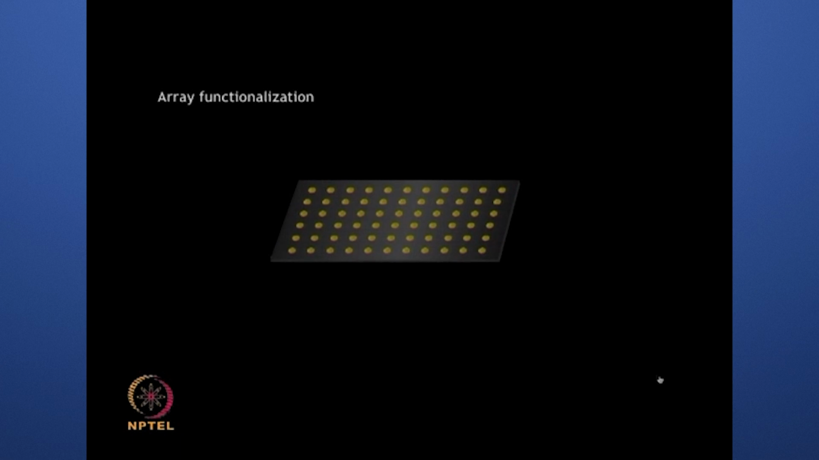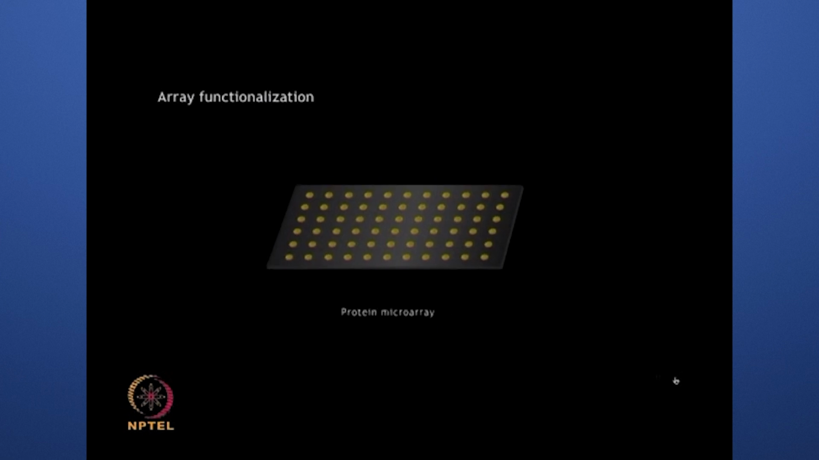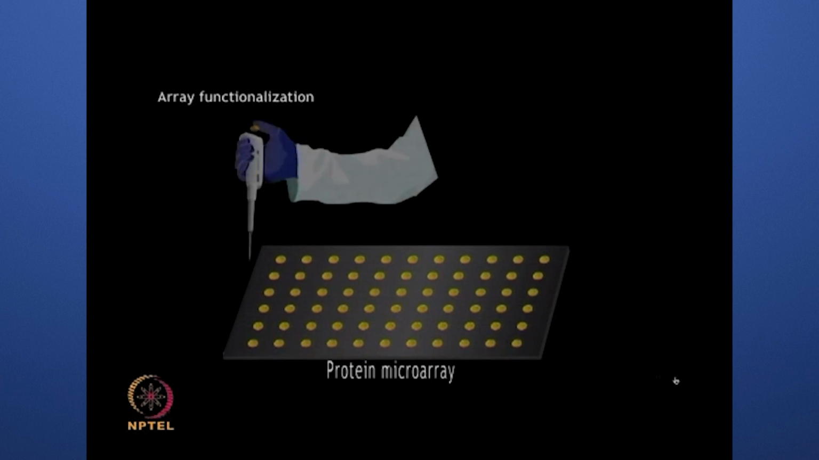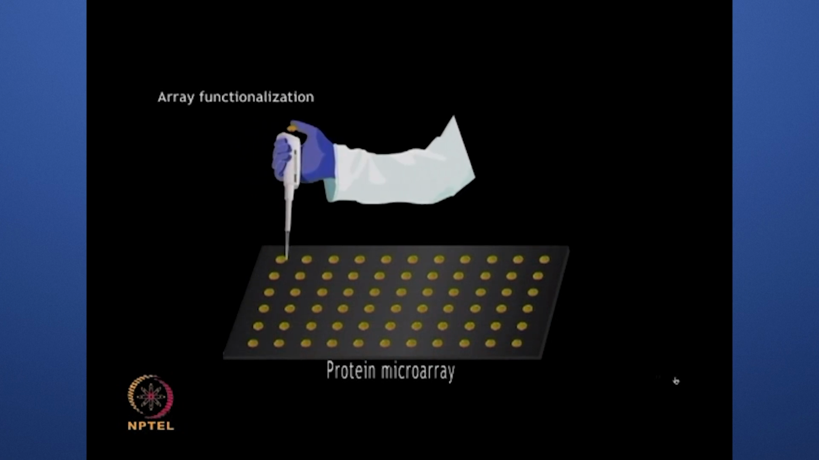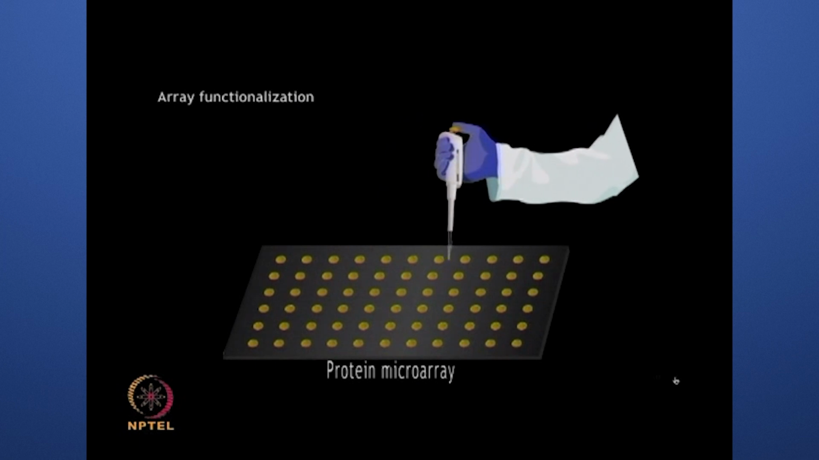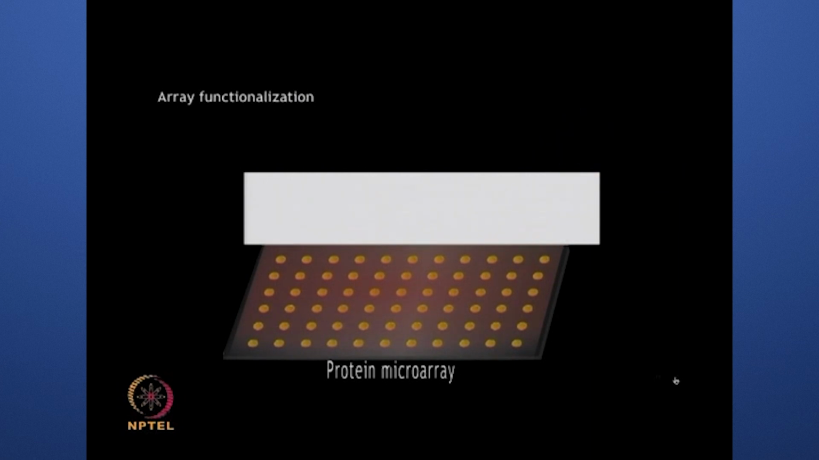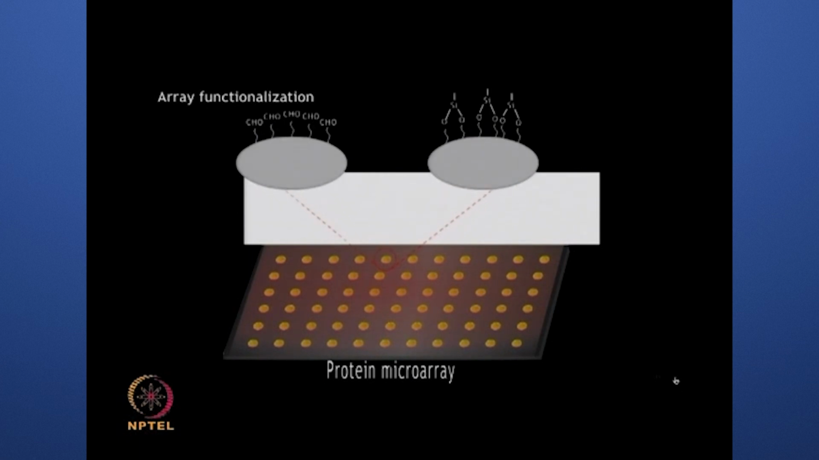The array functionalization. The array surface is functionalized with a suitable chemical reagent that will react with groups present on the protein surface. The aldehyde and silane derivatizations are commonly used as they interact well with the amino groups present on the protein surface, which results in the firm capture of the proteins.